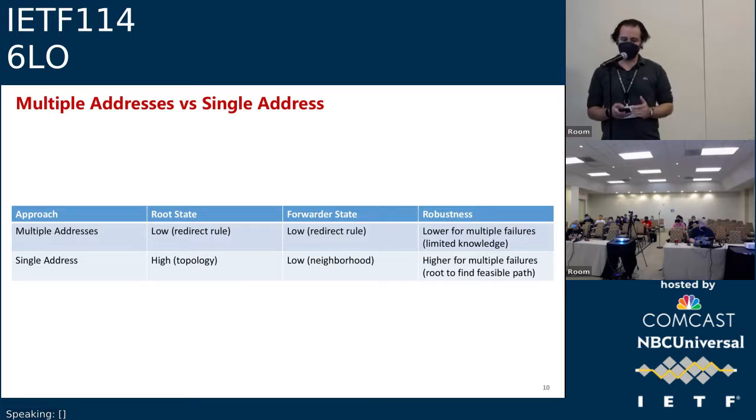With the single address solution, the root in a certain way has to have a good knowledge of the whole topology, so the state is higher. On the single node, we still have low state because it's basically neighborhood, okay? But the robustness is higher just because you concentrate the knowledge in the roots, so there is more coordination and more failures that you can keep up with. But you're right, there are trade-offs, and at some point, if you consider that your network is not as stable and reliable as you think, certainly you have to think whether or not to put routing.